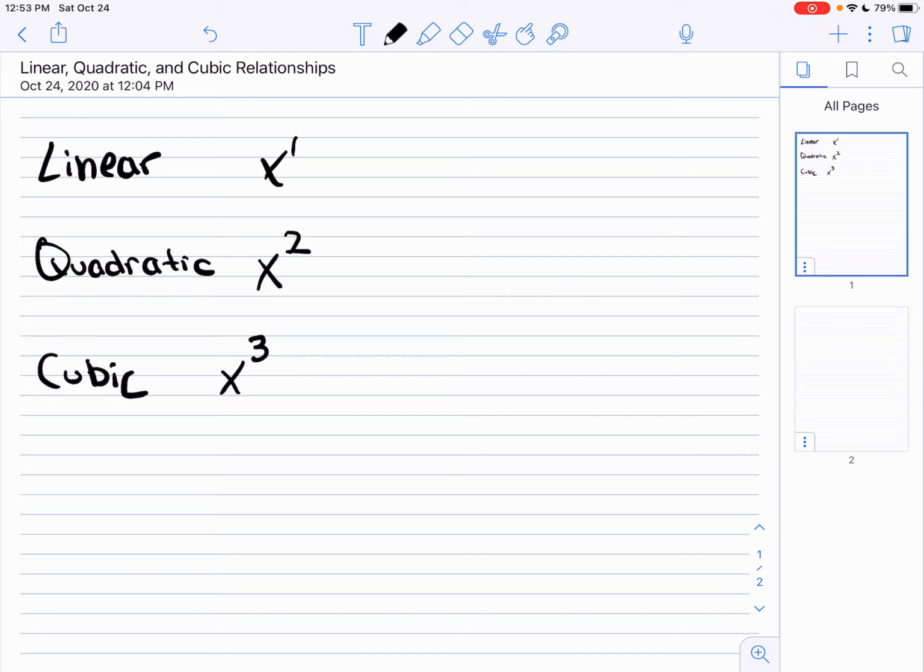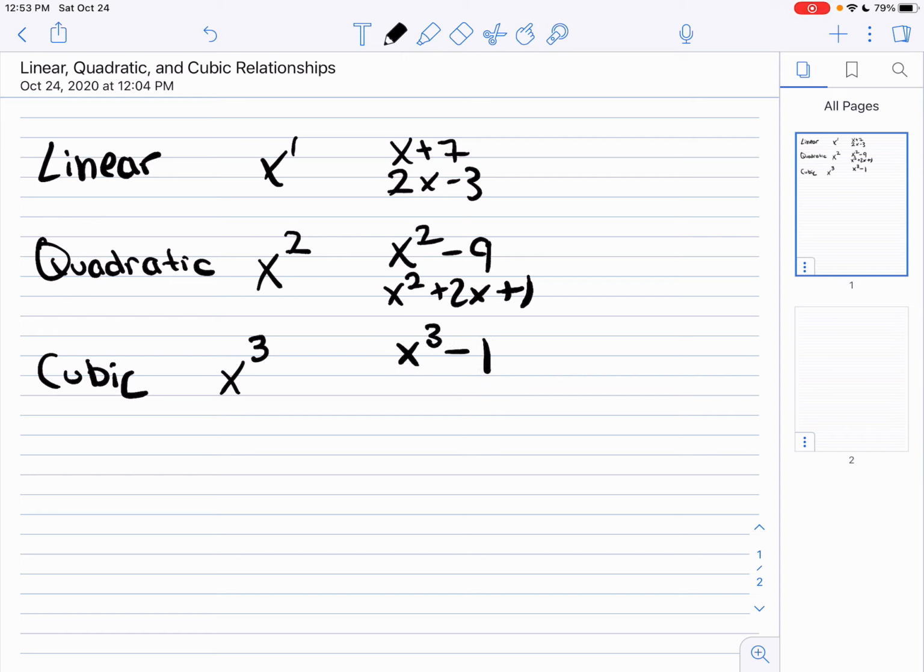Some examples of a linear polynomial are x plus 7 and 2x minus 3. If you take a look, the exponent of x is 1 for both of them. For a quadratic, the highest is x squared. So if we have x squared minus 9, or x squared plus 2x plus 1, these are quadratics because the exponent 2 is the highest of x. For a cubic, it's when the highest exponent is 3, like x to the third minus 1.